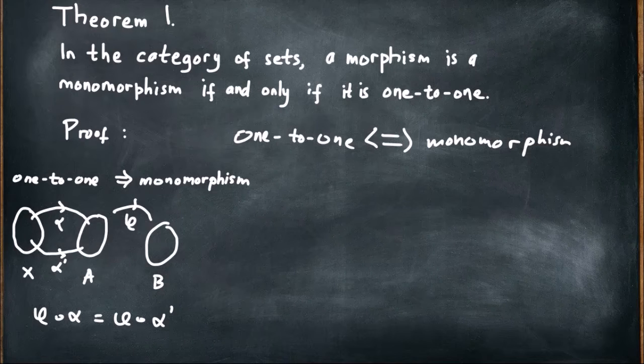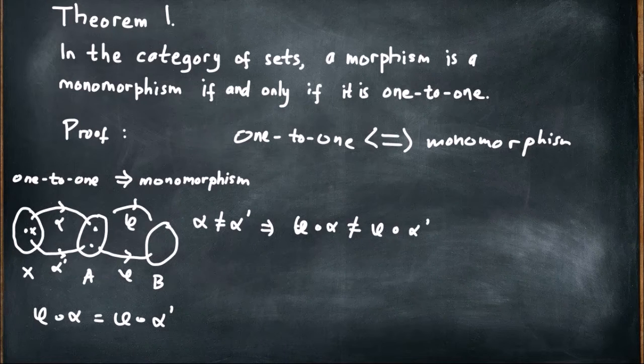Now for the purpose of contradiction, let's suppose that alpha is not the same as alpha prime. That is, there is an element x in the set X such that alpha x is not the same as alpha prime x. Now this will lead to phi dot alpha is not the same as phi dot alpha prime, which is a contradiction. Hence if phi dot alpha equals phi dot alpha prime, then alpha must be the same as alpha prime. So that is, a one-to-one mapping implies a monomorphism.